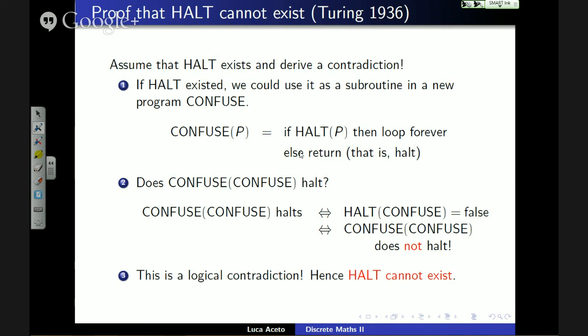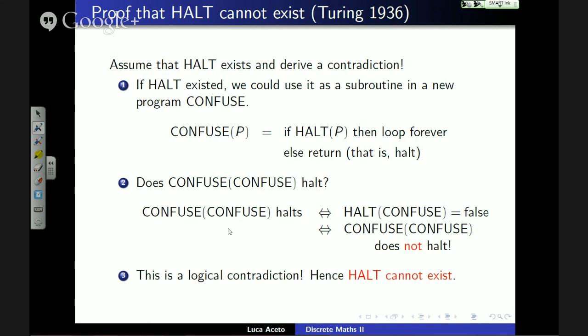So, in other words, we've just argued that confuse run on itself, on its own source code, halts if and only if it doesn't. Ouch! That doesn't sound right, does it? That's a blatant contradiction. So what was the problem?